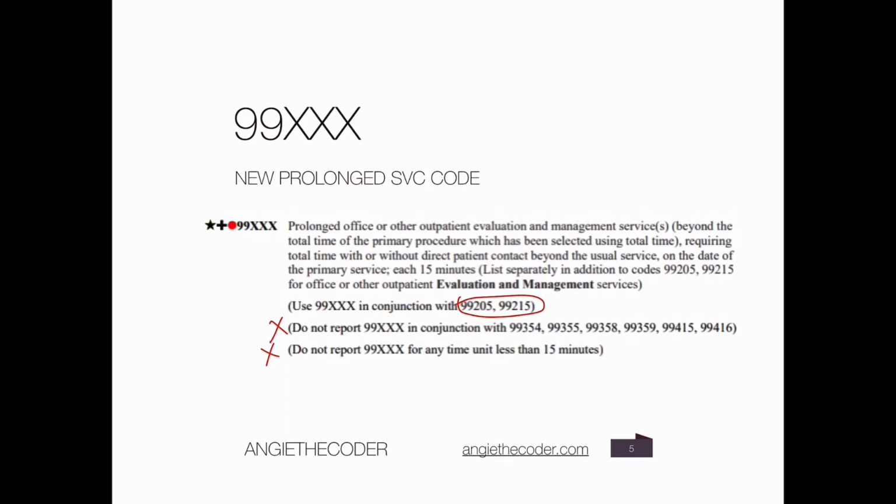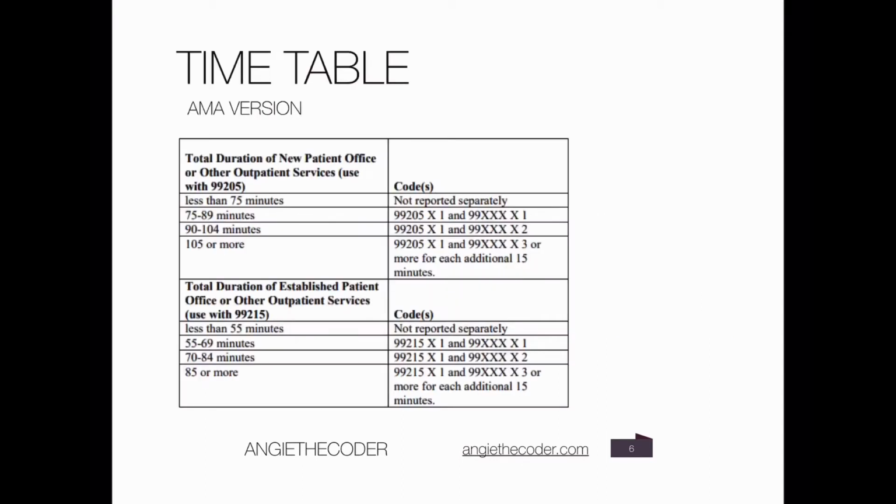So if you don't go 15 minutes above and beyond the threshold code, say 99205 time, if you don't go 15 minutes over that, then you don't report prolonged services. Say you spent 14 minutes more than the threshold time for 99205, you would just report 99205. So let's talk about that.